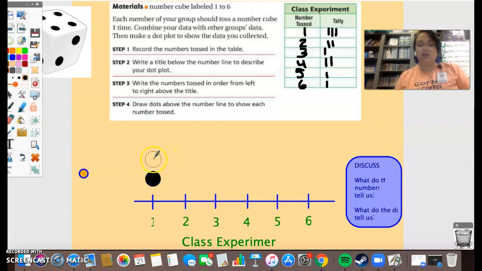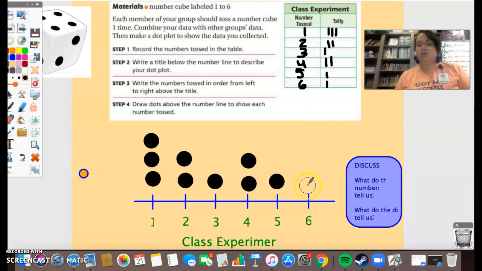So we've got 1. Oh, I thought they were going to be purple. That's okay. 2, 3. Okay, for the 2, how many dots are we going to do? Well, that's so lucky. 2 is 2. All right, and for the 3, just 1. For the 4, 2. For the 5, 1. And for the 6, 1.